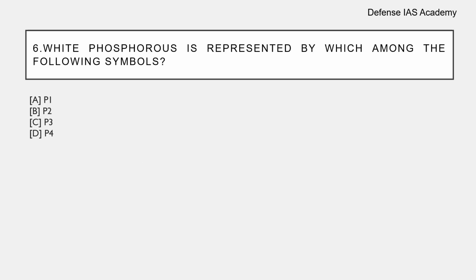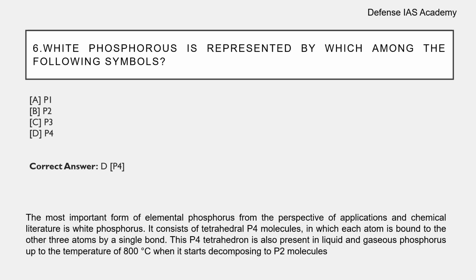Question number 6. White phosphorus is represented by which among the following symbols? Options are option A P1, option B P2, option C P3, option D P4. Correct answer is option D P4. The most important form of elemental phosphorus from the perspective of applications and chemical literature is white phosphorus. It consists of tetrahedral P4 molecules in which each atom is bound to the other three atoms by a single bond.